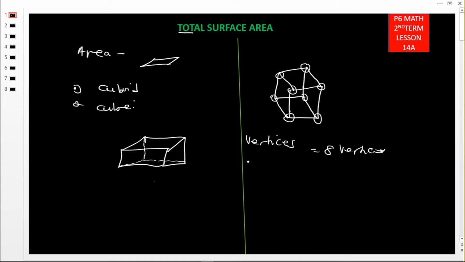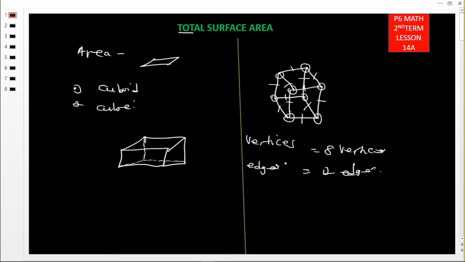Then after the vertices, we are going to look at the edges. These lines are the edges. So we have 1, 2, 3, 4, 5, 6, 7, 8, 9, 10, 11, and 12. So it has 12 edges.